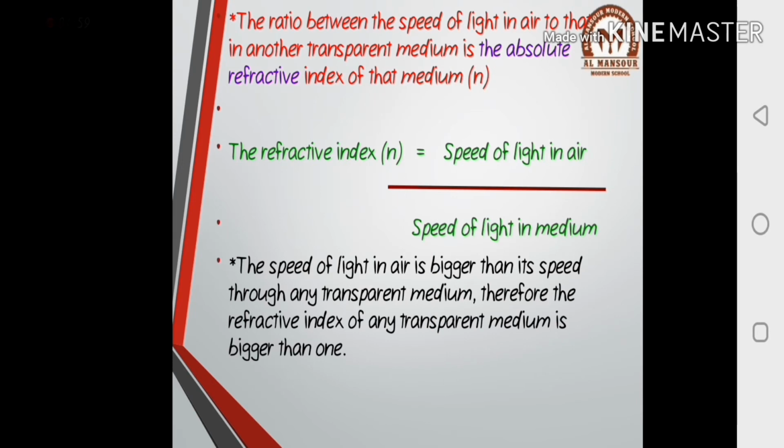The ratio between the speed of light in air to that in another transparent medium is called the absolute refractive index, represented by n, and it's always bigger than 1. Why? Because the speed of light in air is higher than in any other transparent medium. The refractive index equals the speed of light in air over the speed of light in another medium.